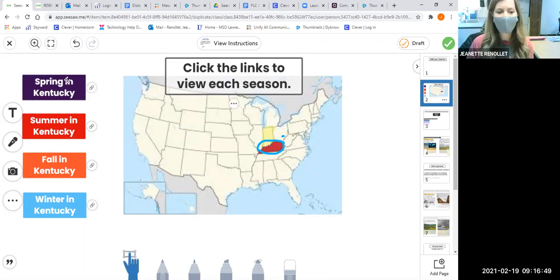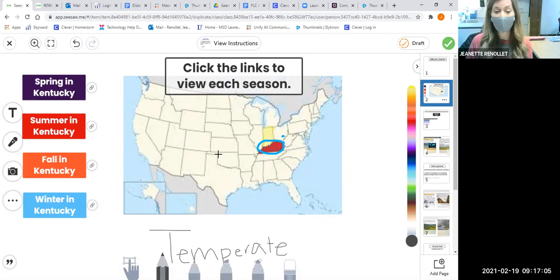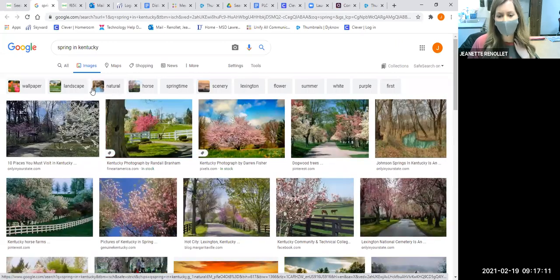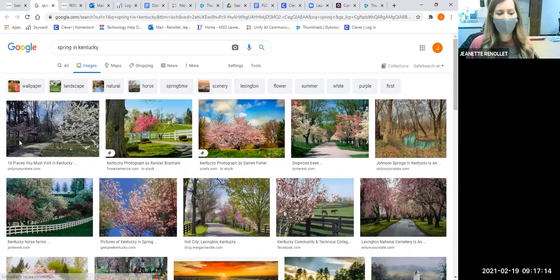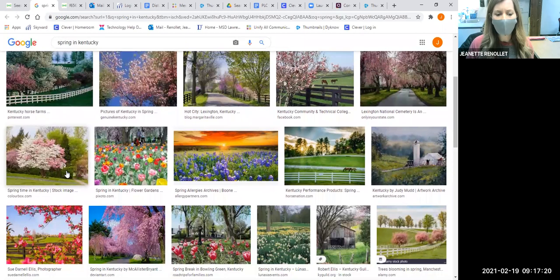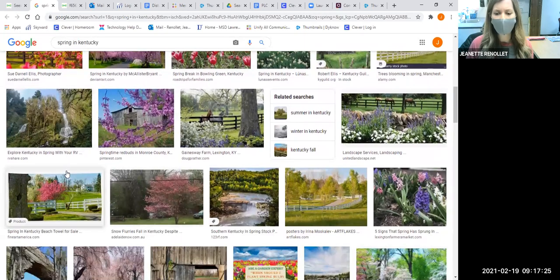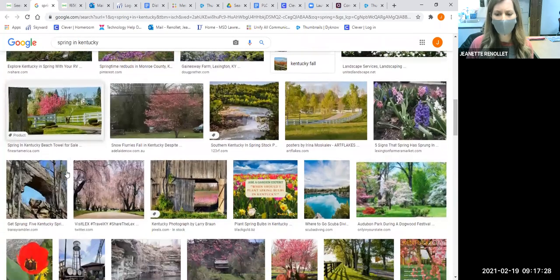It says Spring in Kentucky. We know that in a temperate region, in a temperate climate, we have 4 seasons. Kentucky is also in a temperate climate because it's right next to us. Let's click on the purple to see what spring is like in Kentucky. All right, I see lots of images of what the vegetation and weather looks like in spring in Kentucky.